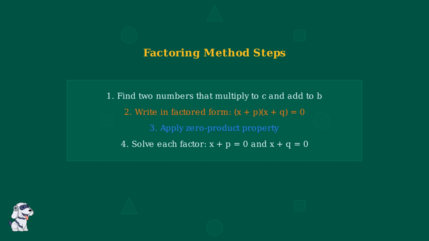Find two numbers that multiply to the constant term and add to the middle coefficient. Write the factored form, apply the zero product property, and solve each factor for x.